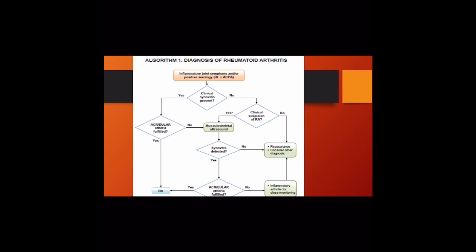If there is no clinical synovitis present when you see the patient, you see whether there's any clinical suspicion or not. If you suspect that there's some degree of rheumatoid arthritis, then probably you can proceed with ultrasound of the affected joint and see whether you see synovitis or not. If synovitis is detected, then you proceed to look at the criteria whether it's fulfilled or not to diagnose rheumatoid arthritis. If there is no clinical suspicion of RA, you consider other diagnoses and do close monitoring for that arthritis.